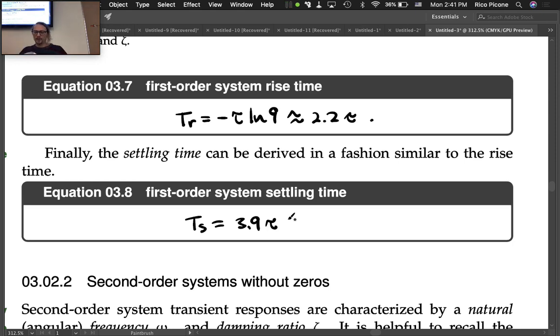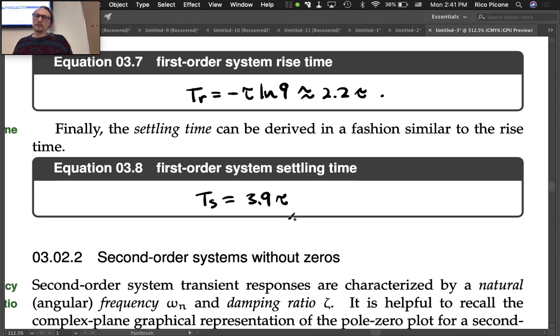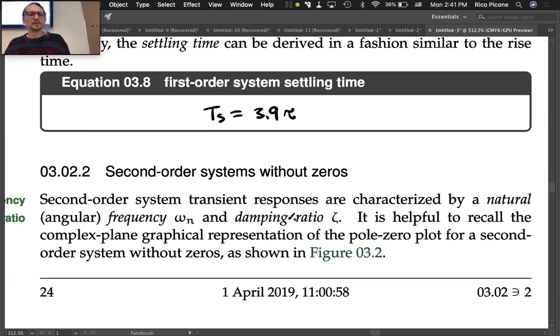Yep, 3.9. Good. So that's for first order systems. The only two performance criteria that are actually defined for a first order system are rise time and settling time, and they're just functions of the time constant. So the time constant is related to them in this way. It's pretty predictable. It's not too earth-shattering there.